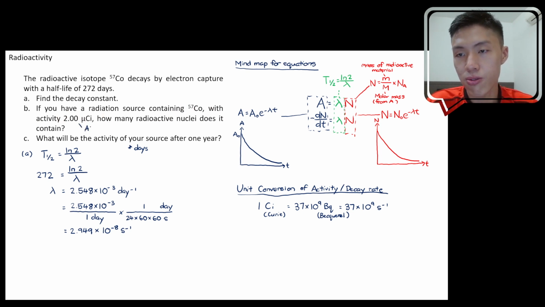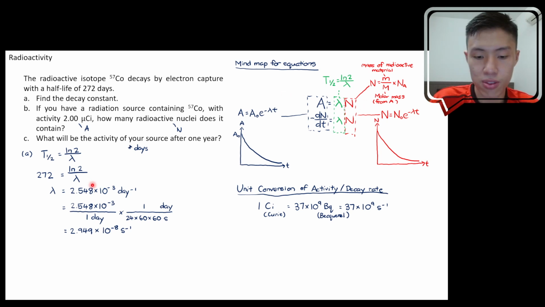Okay, and they ask you for how many radioactive nuclei it contains. How many radioactive nuclei means the number of radioactive nuclei, so this is N. How do you relate A and lambda? A and N together is related by A = λN. So we need to use this lambda that we have from the previous sub-question, apply it inside to obtain our number of radioactive nuclei.